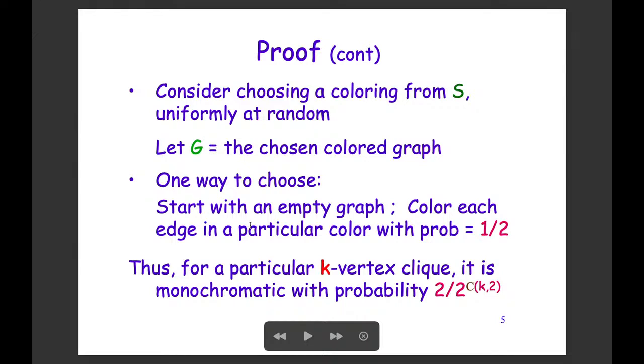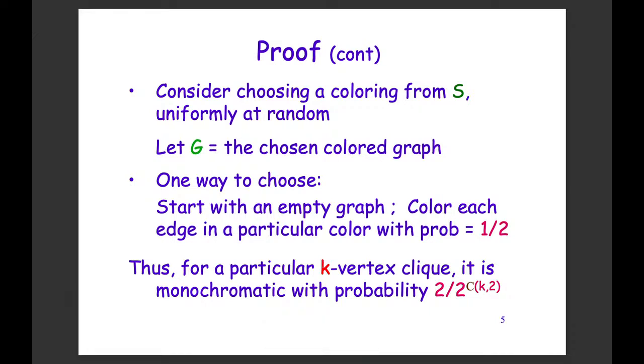It's actually simple, like the Gnp model. We will start with an empty graph, and then we will color each edge red with probability 1/2. Otherwise, if it is not red, then it is green. Okay. So it is actually a Gn 1/2 model. Now, let's take a look at such a graph that we are selecting. So we are selecting a random graph, right? Now, we want to ask, inside this random graph, whether we can find a monochromatic clique of size k.